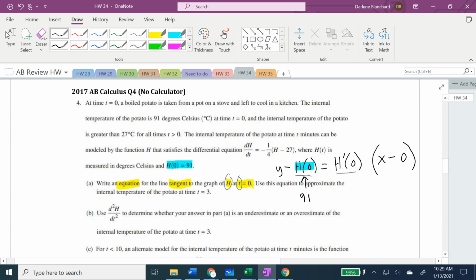Then I need h prime of 0. And I find that I have dh dt right here. But dh dt is not in terms of t, so I can't just plug in t equals 0. It's actually in terms of h. But when t is 0, h is 91. So I can put a 91 into that differential equation, and h prime of 0 is then negative 1/4 times 91 minus 27.